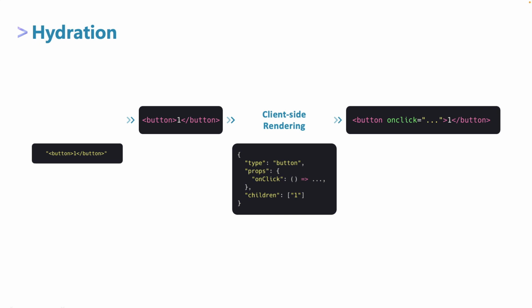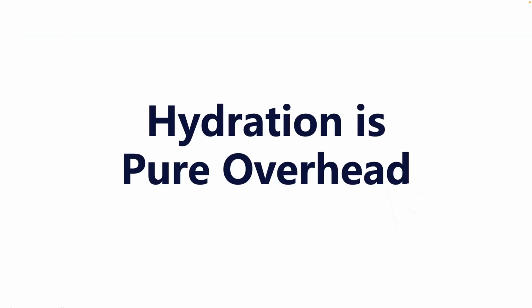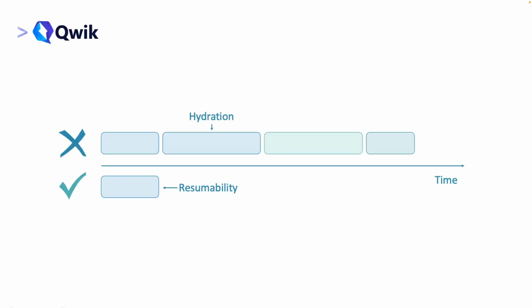And Quick wants to change that. Quick proposes that hydration is pure overhead. What Quick hopes to achieve is that once we render on the server side, all the work that has been done on the server side should no longer be repeated on the client side. What Quick proposes is that the same piece of code shouldn't run twice.